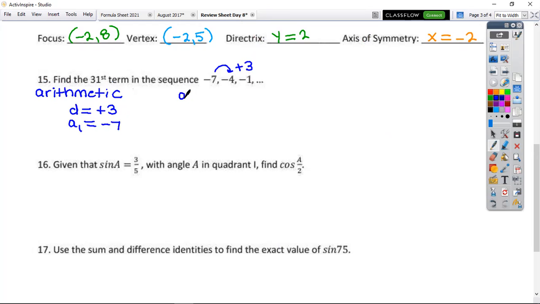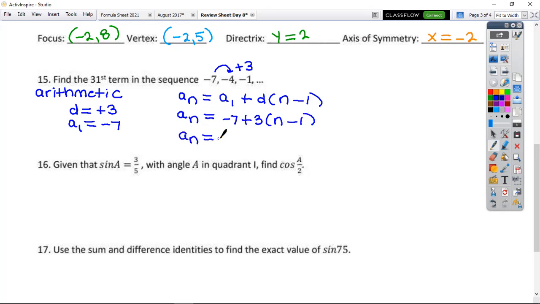And you're going to grab this formula. A sub 1 plus D, n minus 1. So I'll write a general formula first, just in case you guys want it. So negative 7 and then plus 3, and then n minus 1, and then distribute. So we would have a 3n minus a 3. So a general formula, if you needed one for like your sigma notation, would be 3n minus 10 for this.